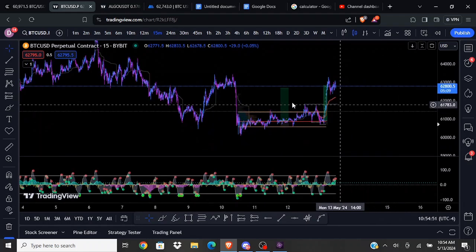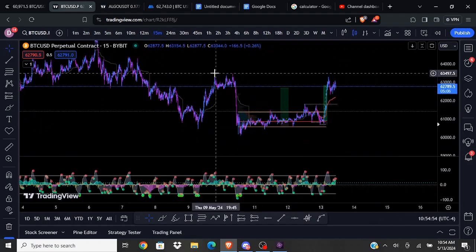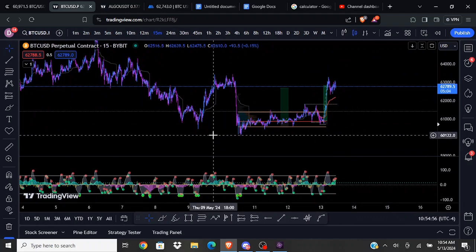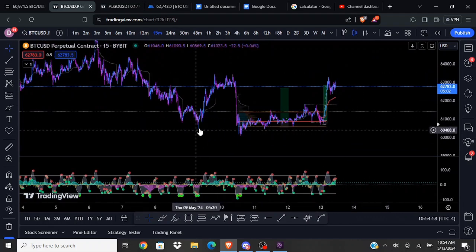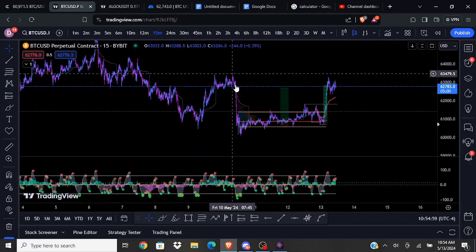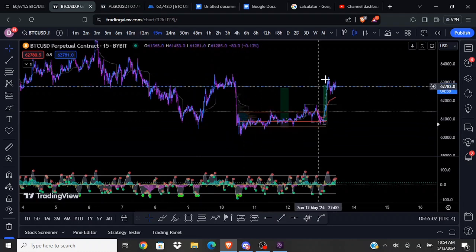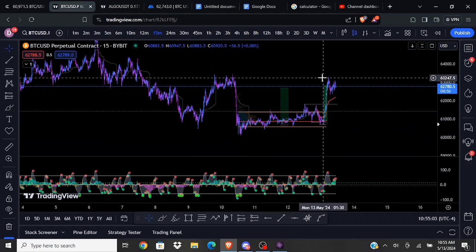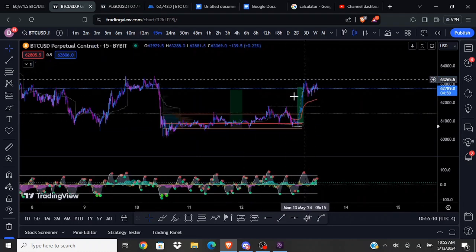So now where are we at? Well, we are back at the high of what I would call the midterm range. I think this can be considered a range, with this being the original low, this being the high. We came down to sweep out the low. Now we're rotating back up towards the high. And so I'm going to be watching this price action carefully.